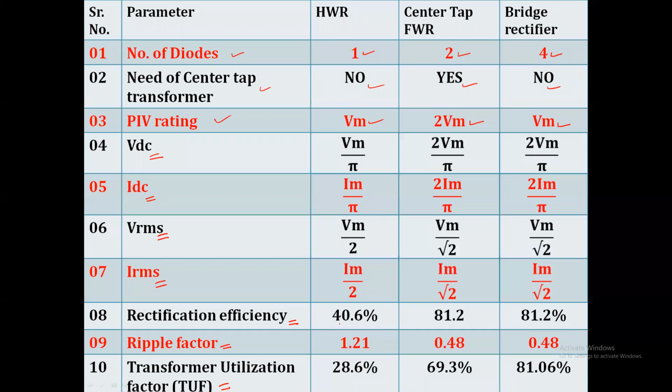Now see, for the half wave rectifier circuit, what does the rectification efficiency mean? If you give a 100% AC signal as an input to the rectifier circuit, how much of the AC signal is converted into pure DC?